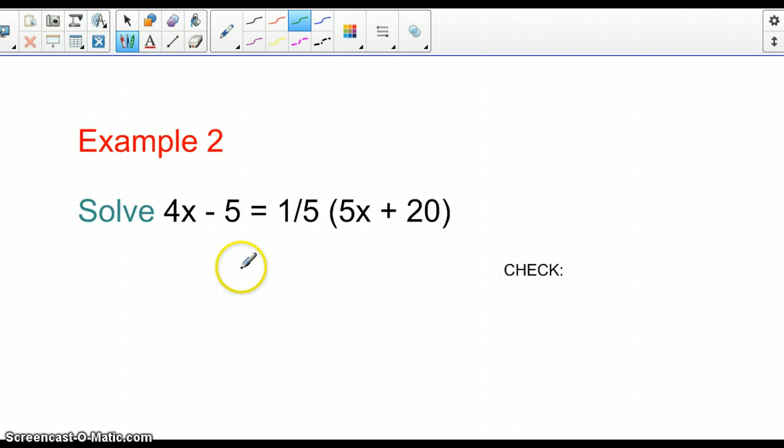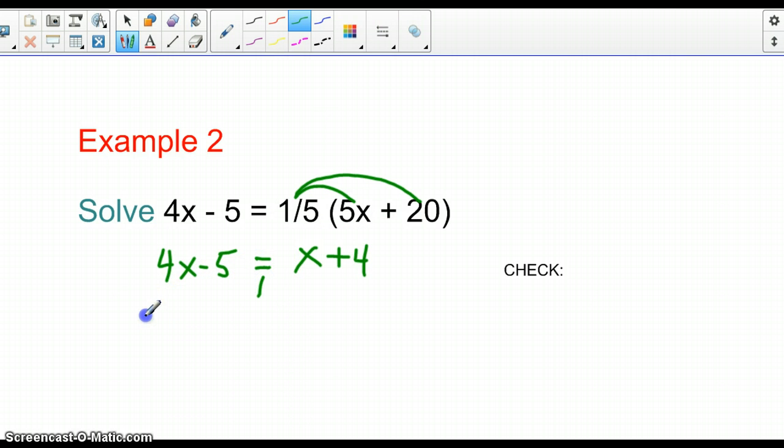All right, now if we look at this, we've got a variable on both sides, and we've got parentheses on one side, which means we're going to have to do the distributive property. So whatever's outside the parentheses, we want to multiply by everything on the inside. First, 1/5 times 5x, well, 1/5 of 5 is 1. So that leaves it with just x. 1/5 of 20, 20 divided by 5, is 4. So after we distribute, we simplify that to there, and you're just bringing down what's on the left side.